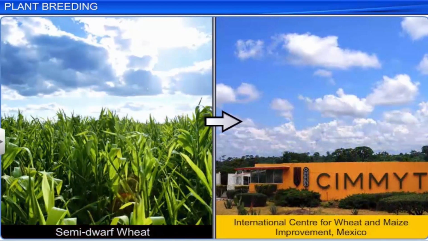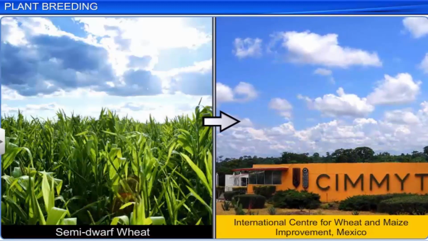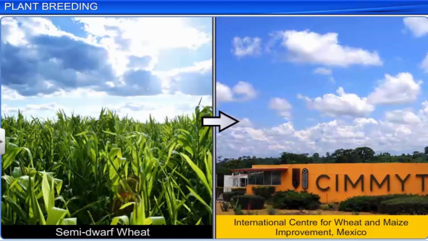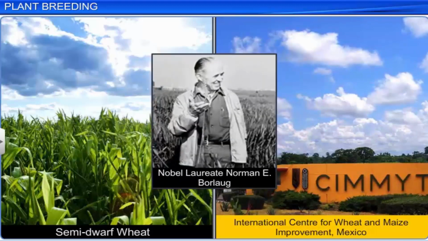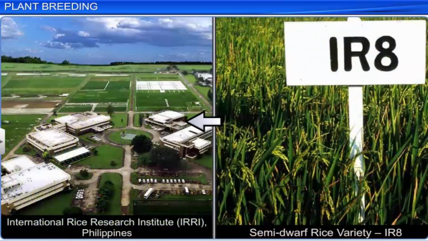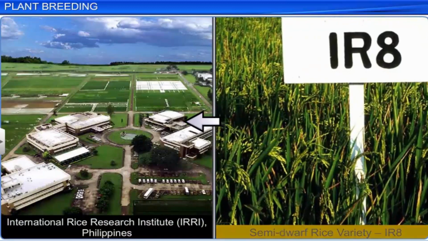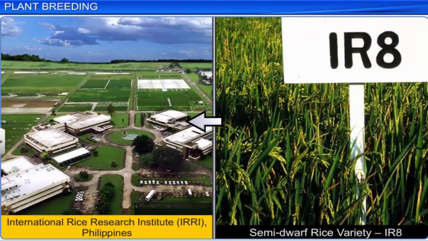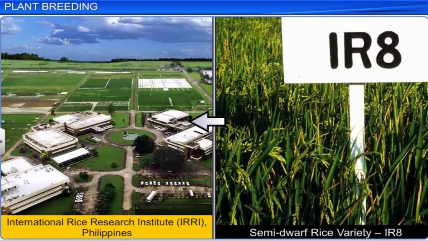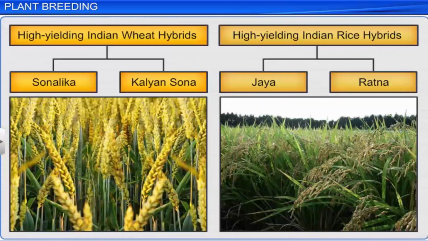The semi-dwarf wheat variety was first developed at the International Center for Wheat and Maize Improvement in Mexico by Nobel laureate Norman E. Borlaug. Likewise, the semi-dwarf rice variety, IR8, was developed at the International Rice Research Institute, IRRI, in the Philippines. Later, better-yielding varieties of wheat hybrids such as Sonalika and Kalyan Sona and rice hybrids such as Jaya and Ratna were developed in India.